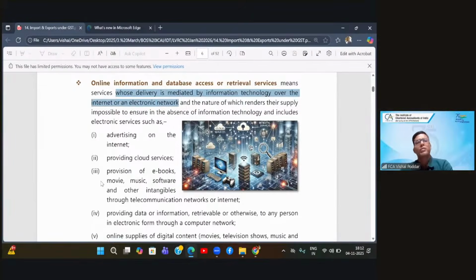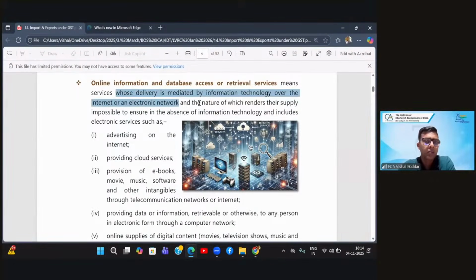So the first thing is that these services are those which are delivered via, and the word mediated I am just substituting by the word via, some information technology network, like the internet or any other electronic network. It may be coming through the net, it may be coming through some leased lines, whatever. Any electronic network is used and the delivery is mediated by some information technology network. So the important point is that, in order to be online information database and access retrieval services, the basic criterion is how it is delivered to you. Whatever the nature of that supply, its delivery should be taking place through some information technology network.